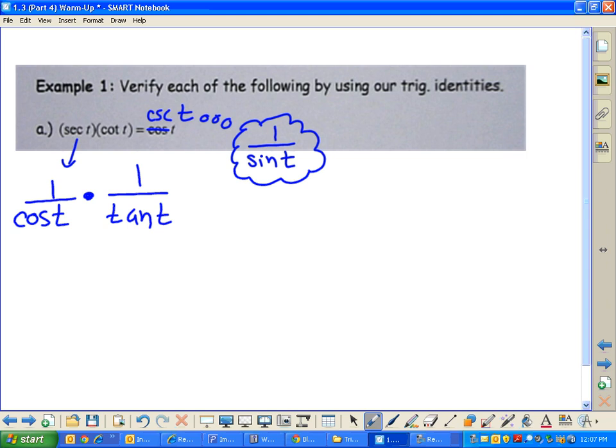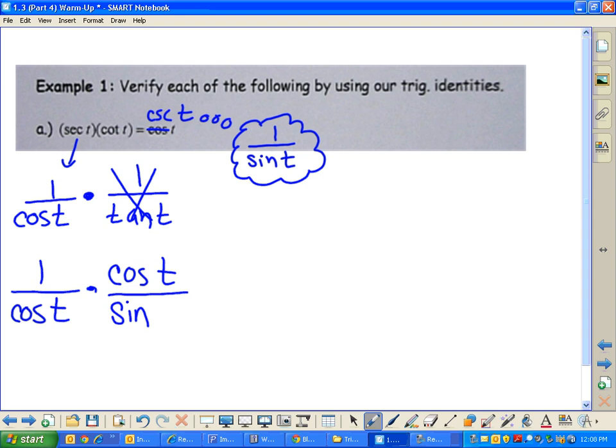If I do the multiplication right now, I get 1 over cosine tangent. And that doesn't get me sine. So I have to think of something else. I'm going to keep the 1 over the cosine. I need to think of another way of rewriting cotangent. Katie. Yes, it is. The quotient identity tells us that cotangent is also equal to the ratio of the cosine of the angle over the sine of the angle.